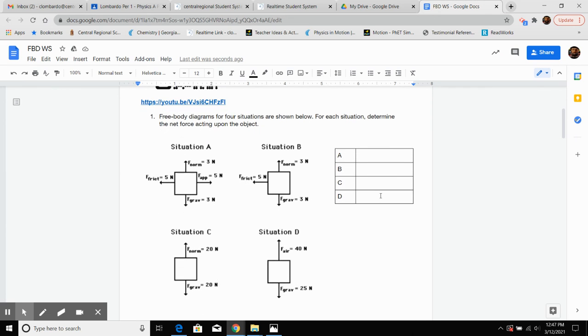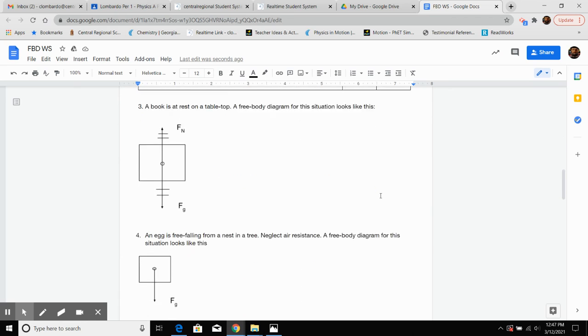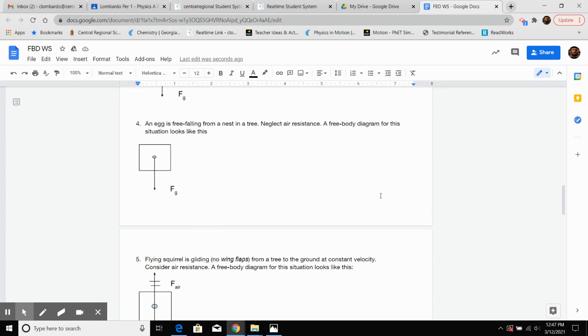Okay, so that, guys, is how you would come and solve for these missing pieces.